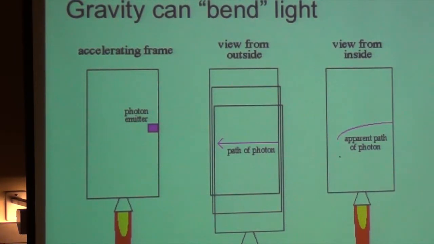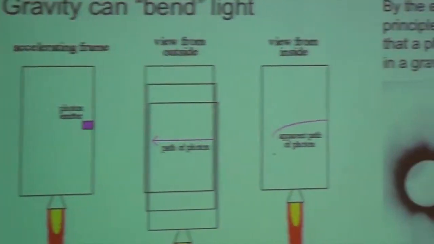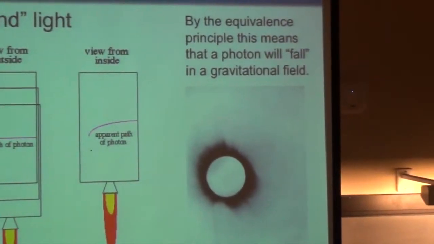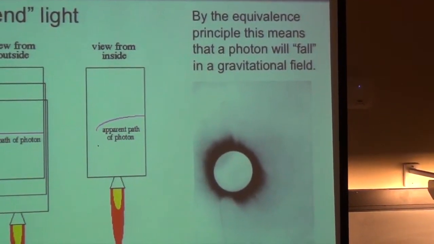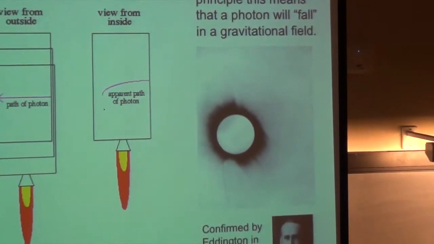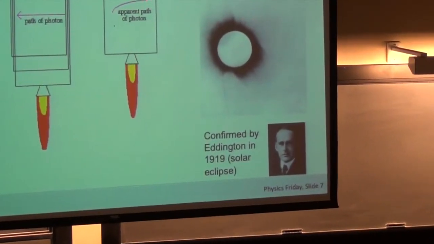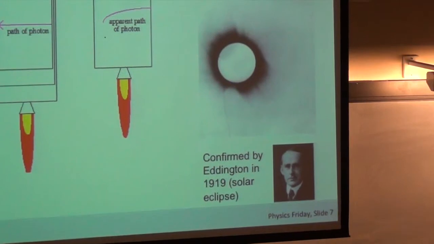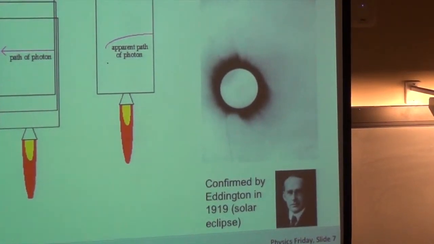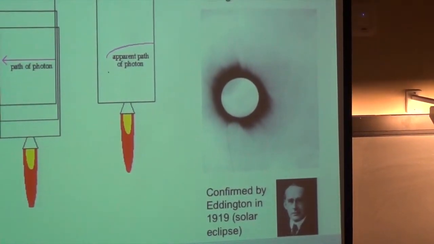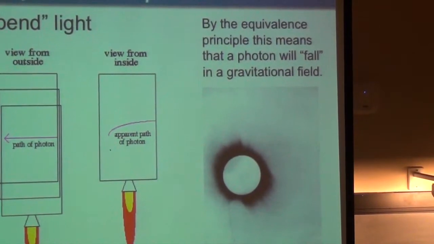And so from inside my accelerating frame, I see this apparent path of the photon. To me, it looks like the photon is bending. Really, I'm accelerating. But if I connect this with the equivalence principle, which tells me that acceleration and gravity are the same, then this must basically imply that gravity can cause photons to bend or to be deflected. So this was really the first principle, and Einstein had this before he came up with the Einstein equations. This was a prediction of general relativity, that in the presence of a gravitational field, light can actually bend.